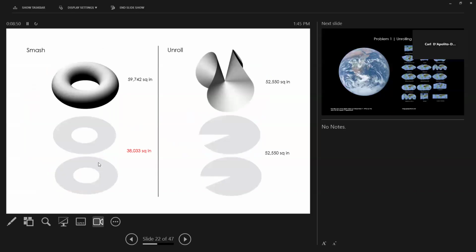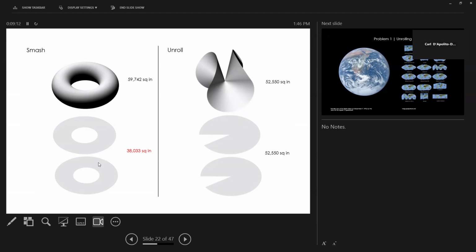Okay. And so then this is the difference when you smash something versus when you unroll. When you smash it, or when you unroll something that can't be smashed, the area is not the same. The area is the same when it's unrolled. When you smash it, its area is much smaller. So it's not the right shape.